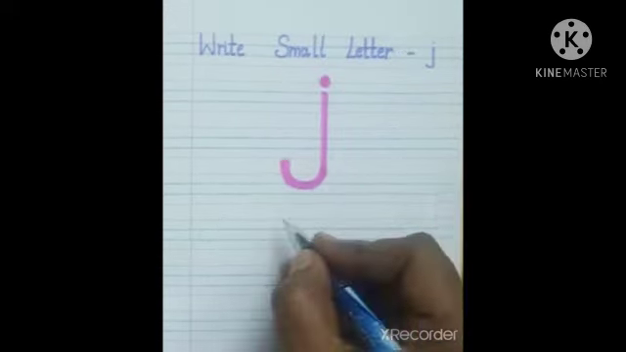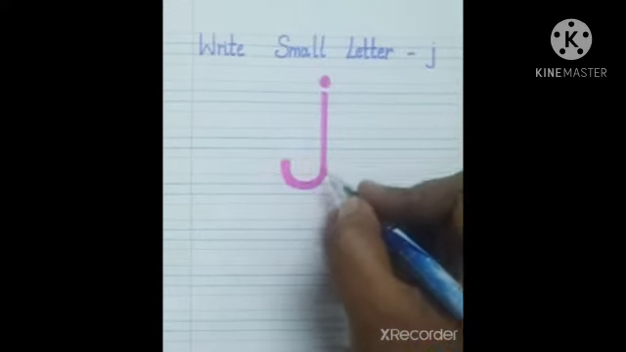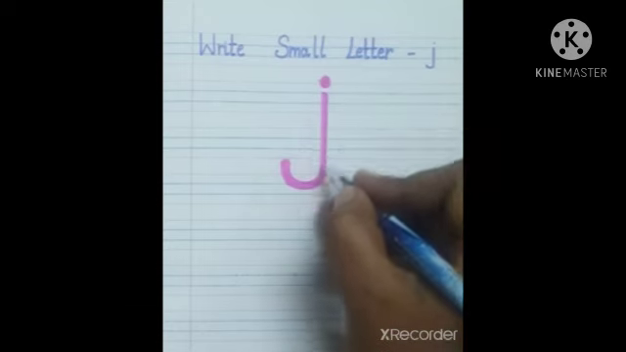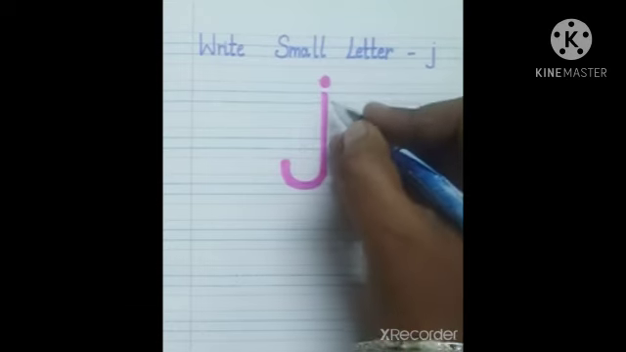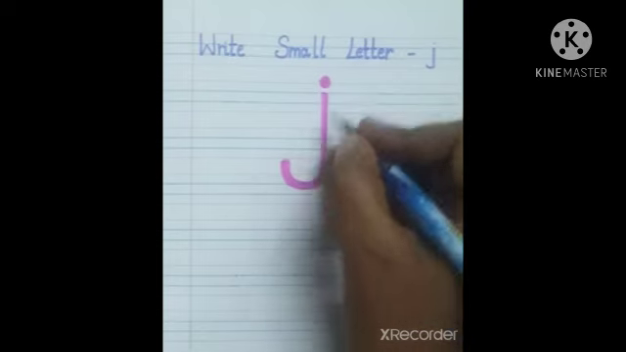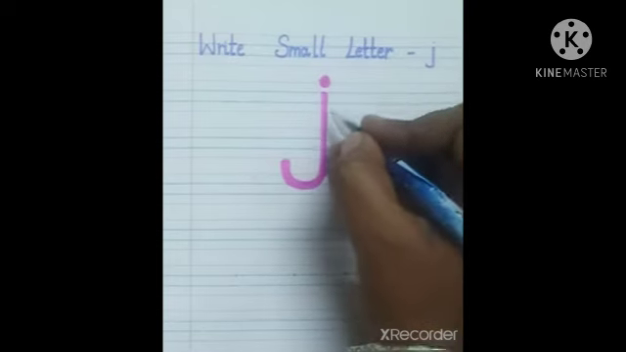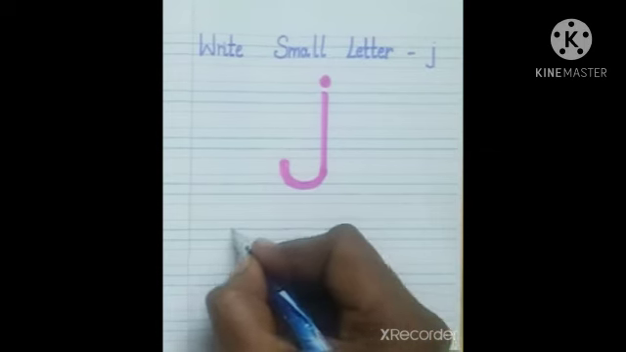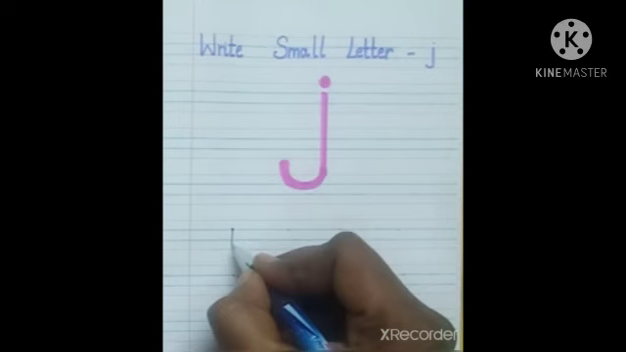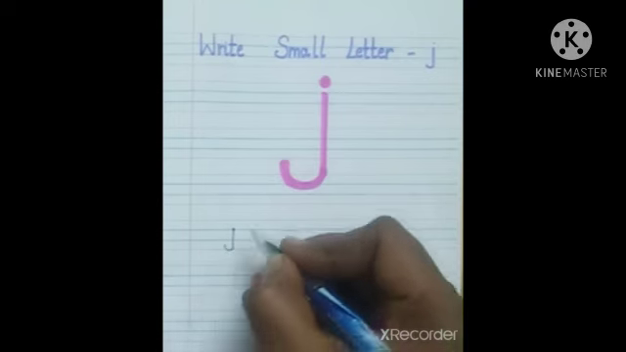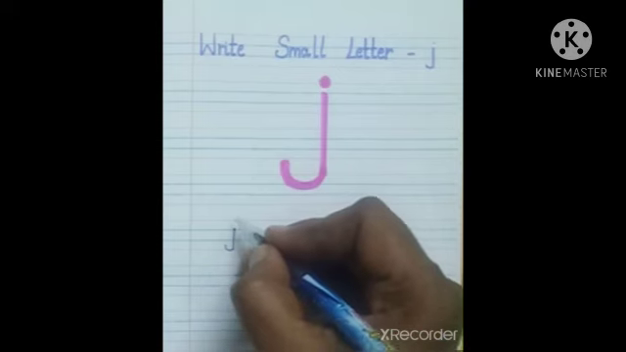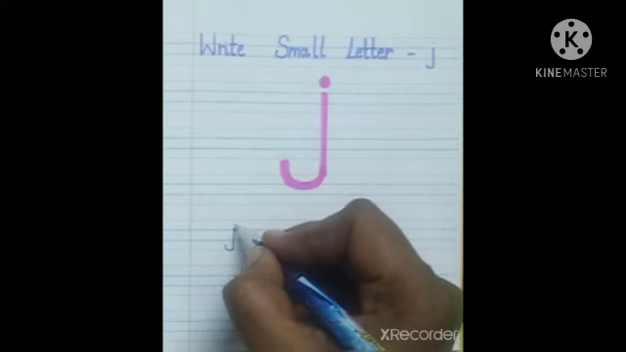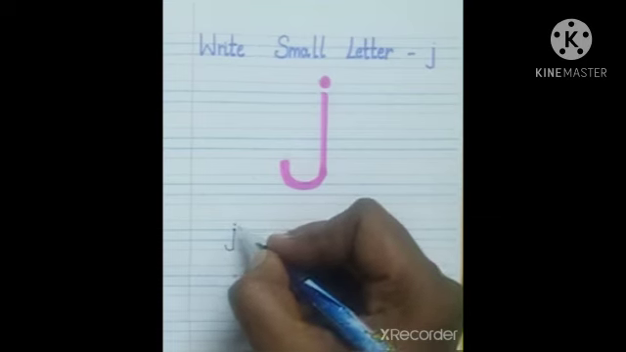Okay children, now see this page. What letter is this? It is small letter J. To write small letter J, first we have to keep a pencil in the first blue line and draw one standing line, touch the red line and one small curve, then go back and small dot between red and blue line to form small letter J.